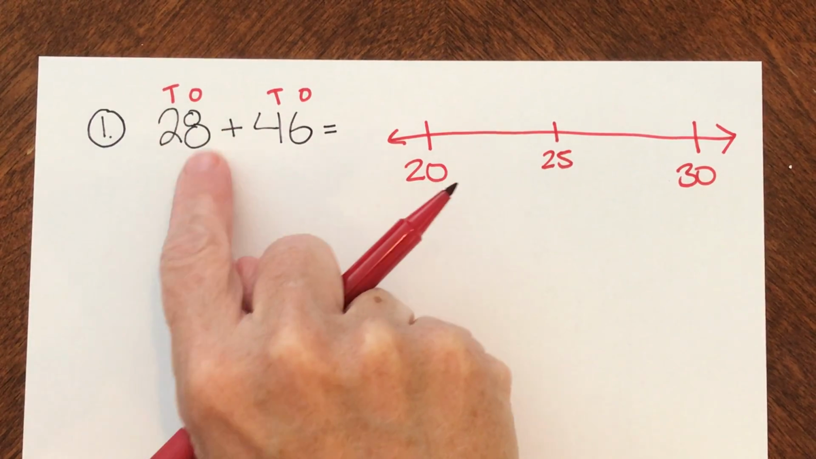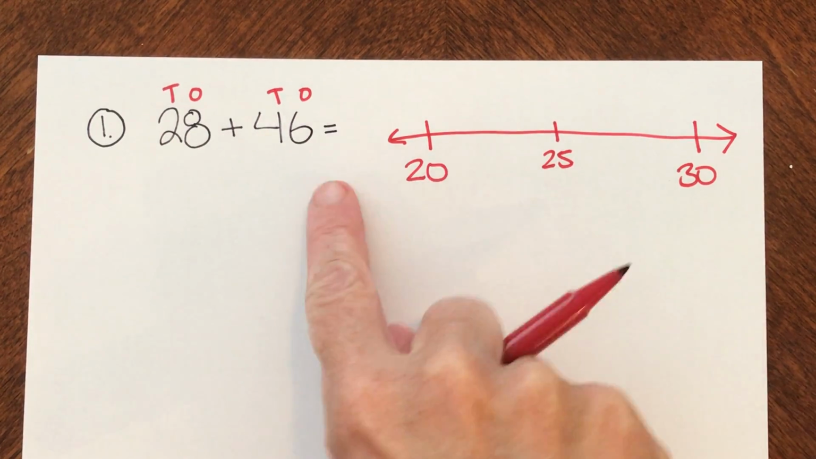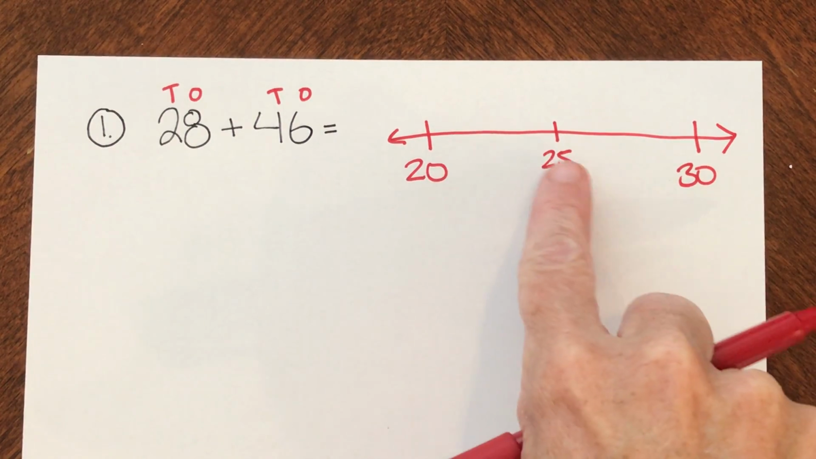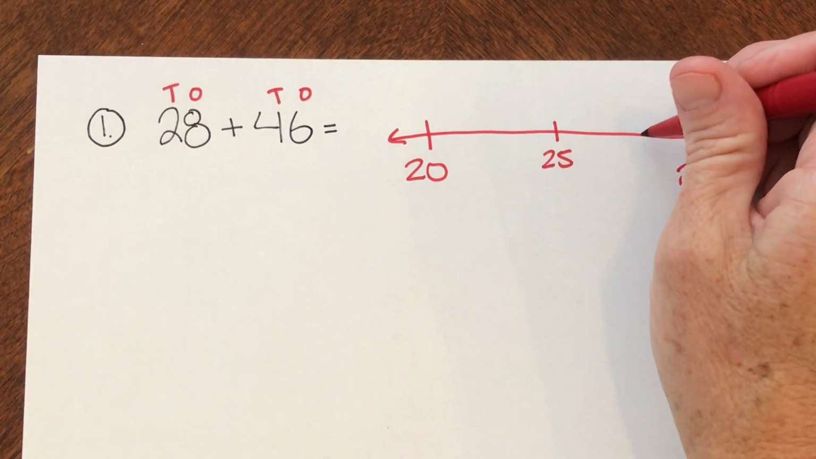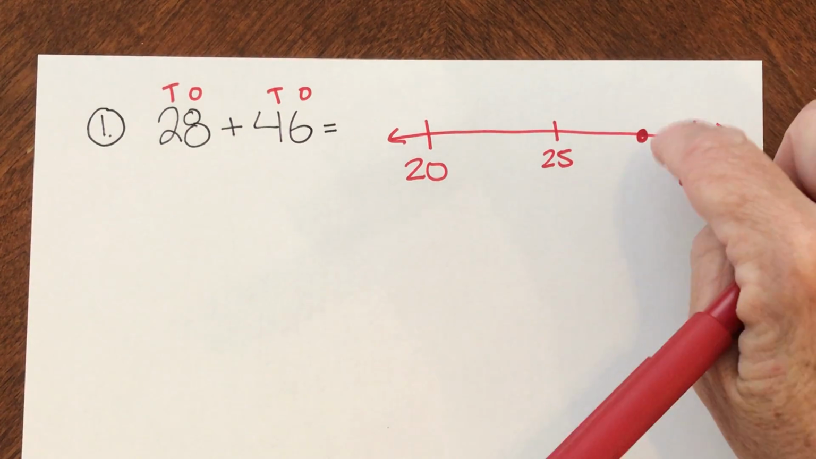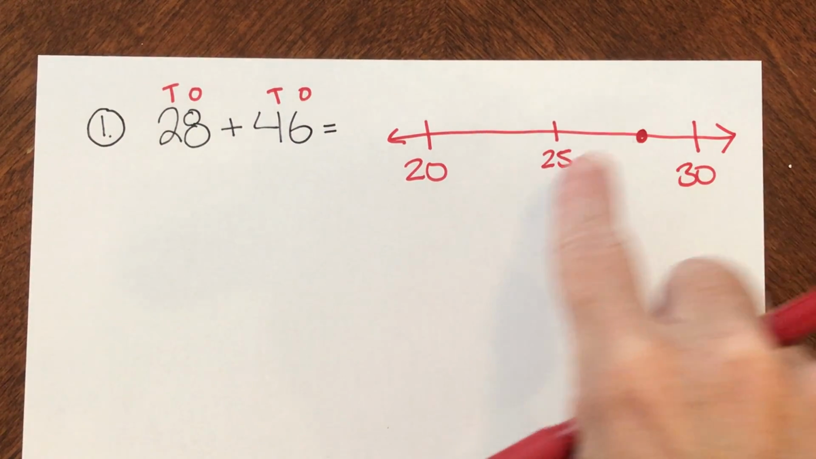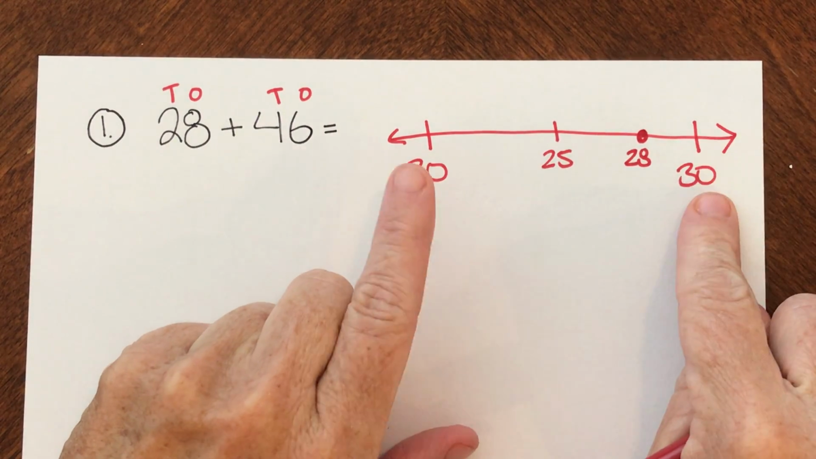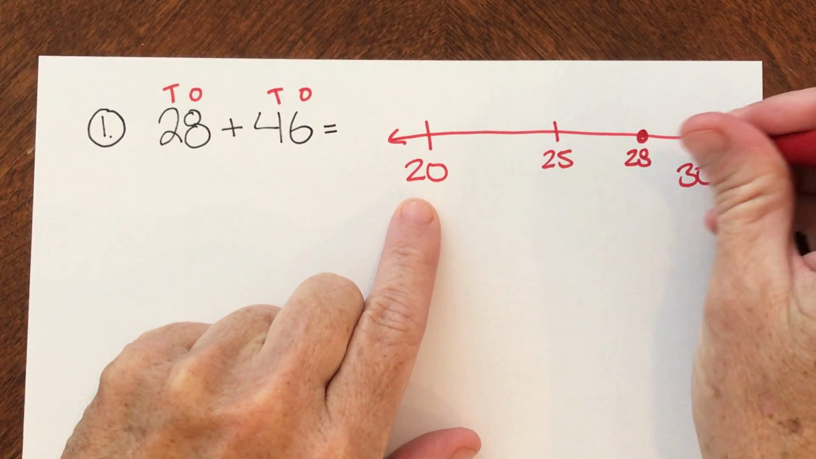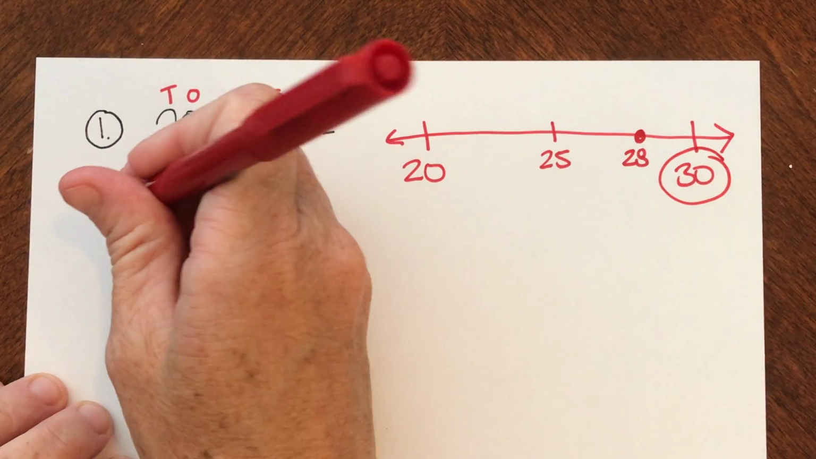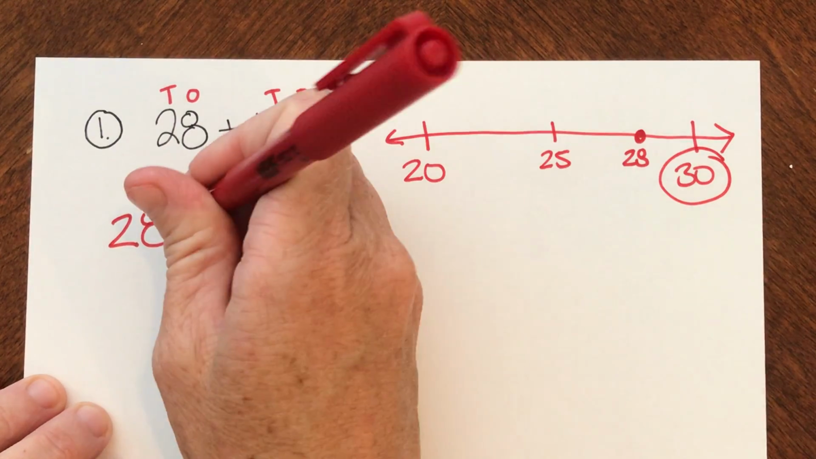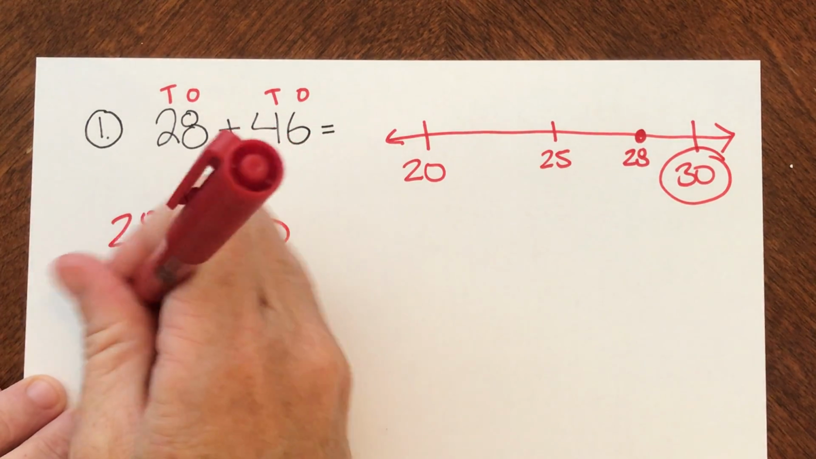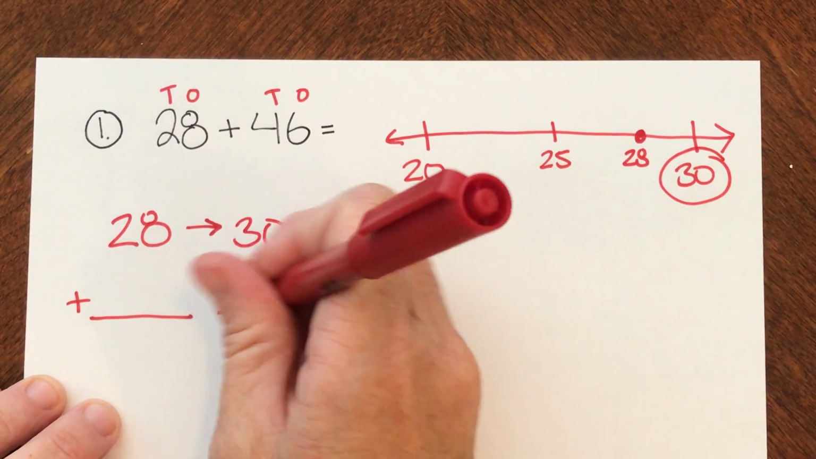Then I'm going to find my actual addend on my number line. So my addend is 28. Where would 28 be on this number line? It's not going to be before 25, it's more than 25. I think 28's going to be about here. So I have to ask myself, is 28 closer to 20 or closer to 30? Which one is it closer to? It's closer to 30. So 28 is going to round to 30.